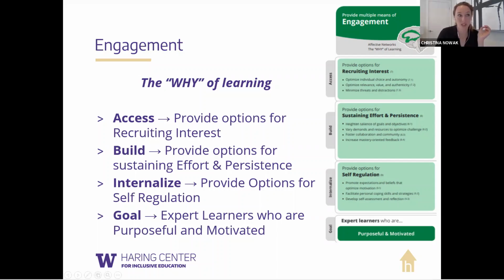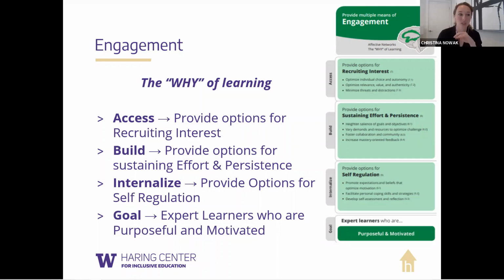So when we look at their framework, we're going to start with access right here. For access, we must provide options for recruiting interests. This can look like optimizing individual choice and autonomy, optimizing relevance, value, authenticity, and minimizing threats and distractions. For building, we're providing options for sustaining effort and persistence. And that can look like heightened salience of goals and objectives, varying our demands and resources to optimize challenge, fostering collaboration and community, and increasing mastery-oriented feedback.